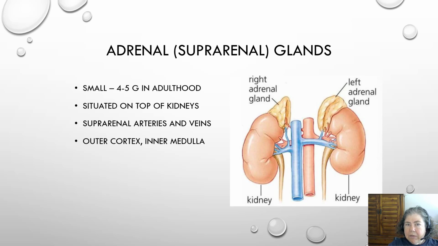and an inner medulla. If you remember, the inner medulla is an important part of the autonomic nervous system, and it's where epinephrine or adrenaline is produced in response to sympathetic output signals. But the cortex is what we're going to be talking about now.